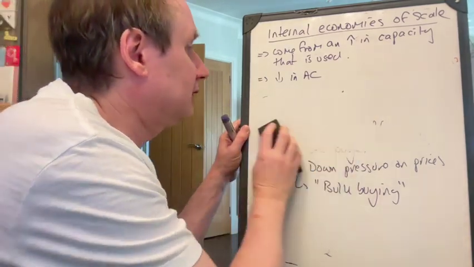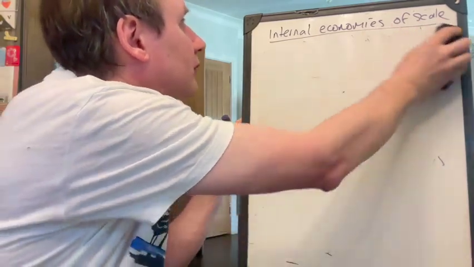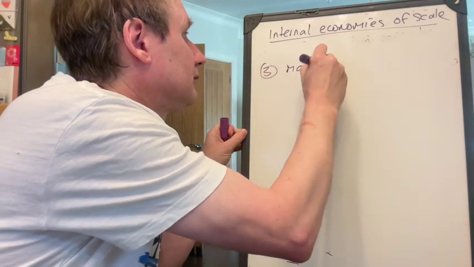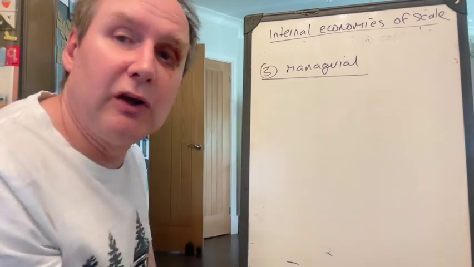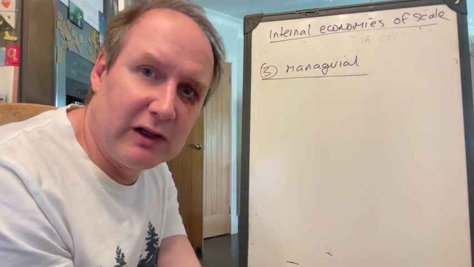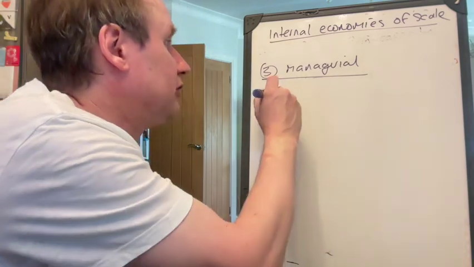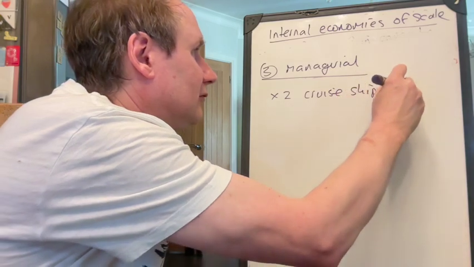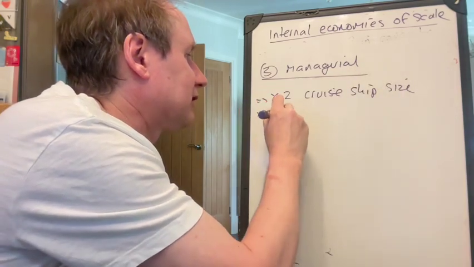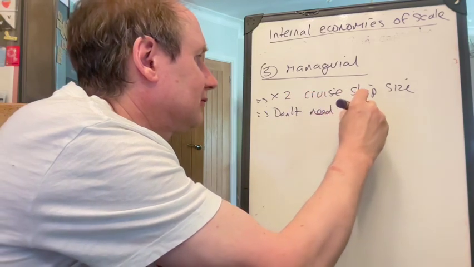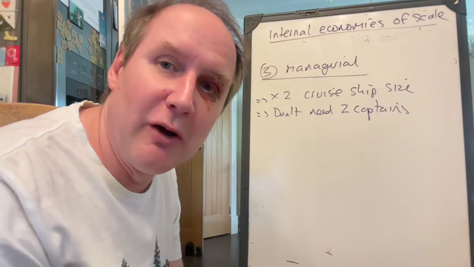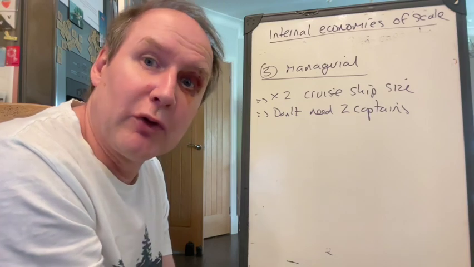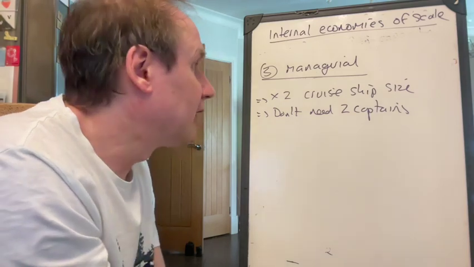A third one is managerial economies. An example I sometimes use in class is the idea of a cruise ship. Suppose you double the size of your cruise ship. Well, you don't need 2 captains. So you can double your ship, but you don't need to double your staff. You don't need to double your managers. So therefore the cost per unit, again, is going to go down.